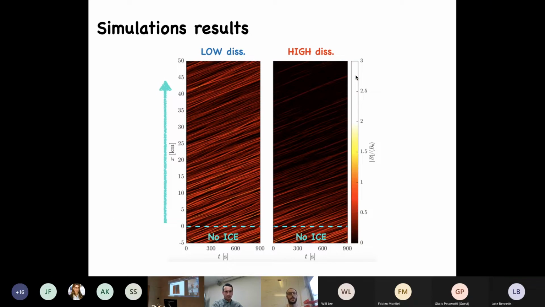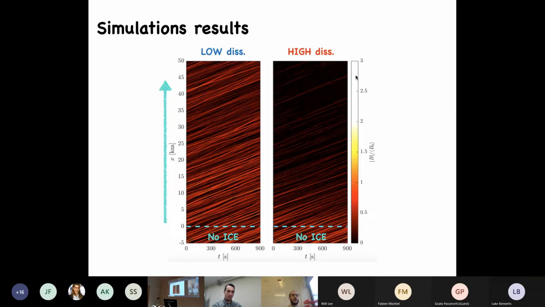And so this is the solution of the simulations. This is a subset, not the entire domain, for one of the random cases. So we have a boundary condition defined at x equal to -5 kilometers at the bottom. In this case, it's the same for the left and right plot. Those waves propagate freely, according to the nonlinear Schrödinger equation, up to the line where there is the ice edge. And then the dissipation starts with the model that I described before.